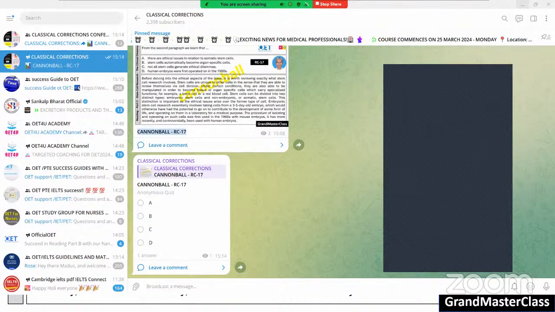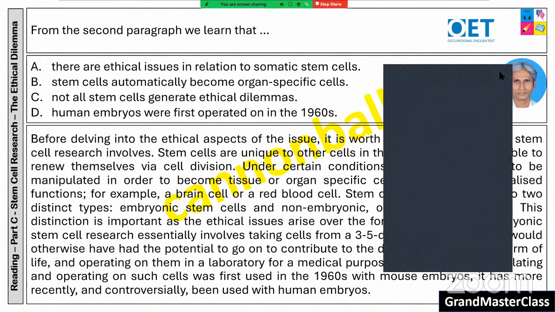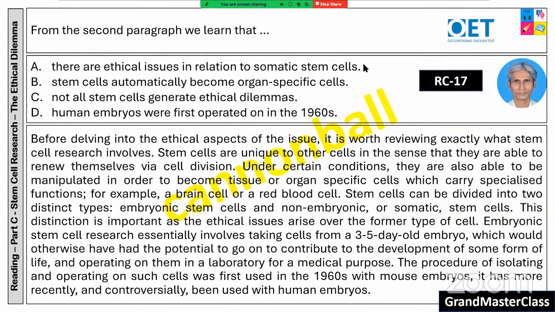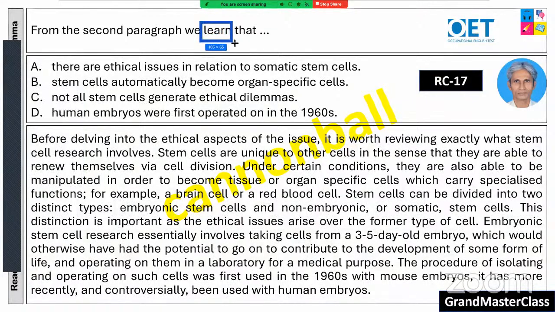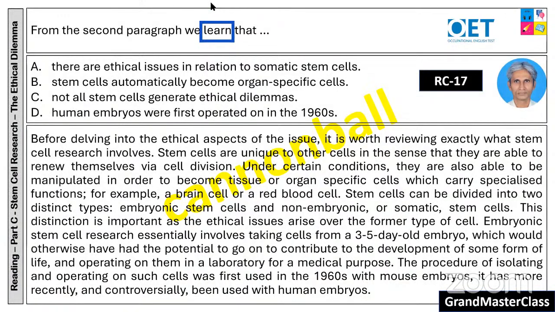Now let us think about this answer. Let us see how we are going to find this answer. In the second paragraph, we learn that, we come to know that, we understand that. Write down the synonyms: learn, come to know, understand, realize. Synonyms are very important. In this question also, synonyms are important. Now here, from the second paragraph, we learn that. What do we learn from the second paragraph? Now let us see.